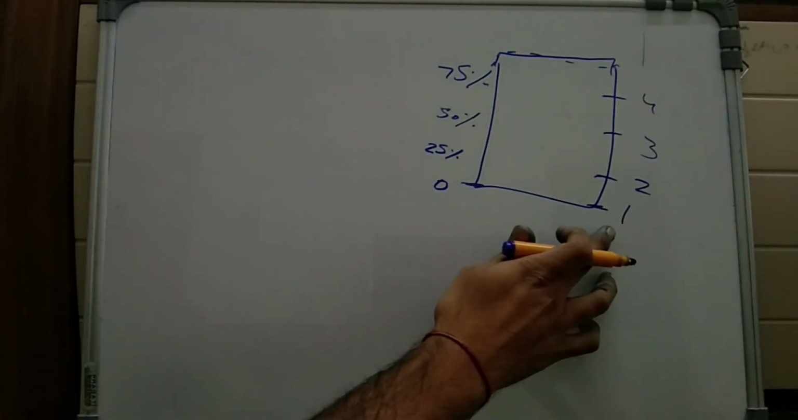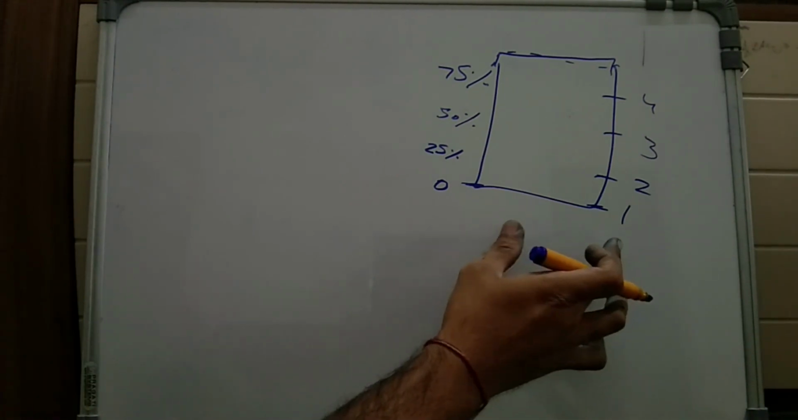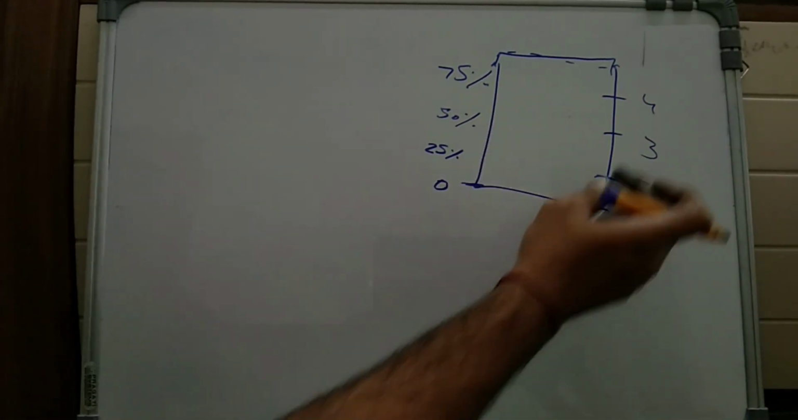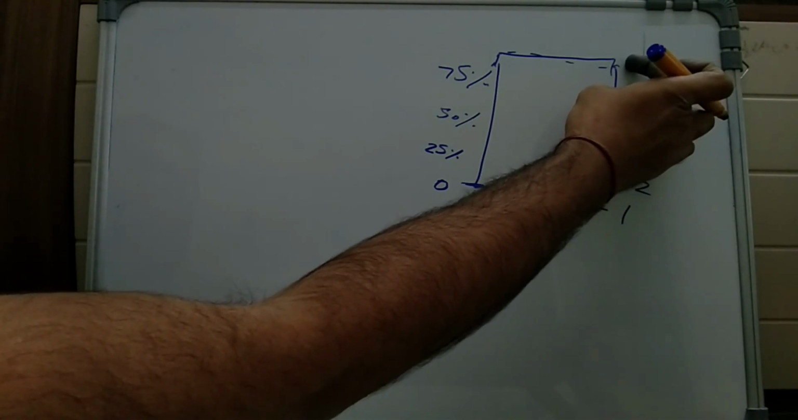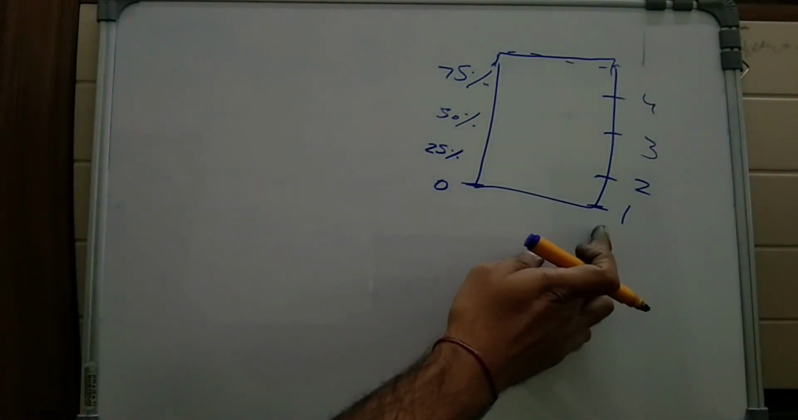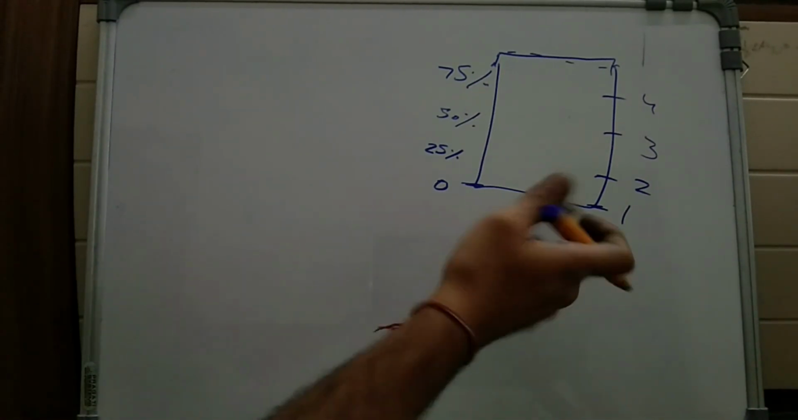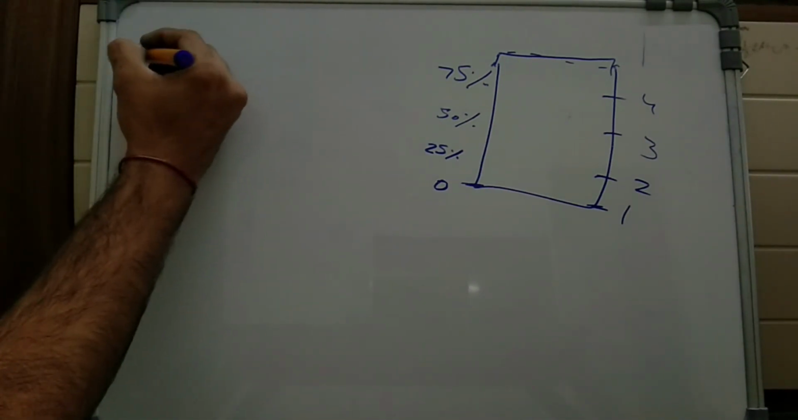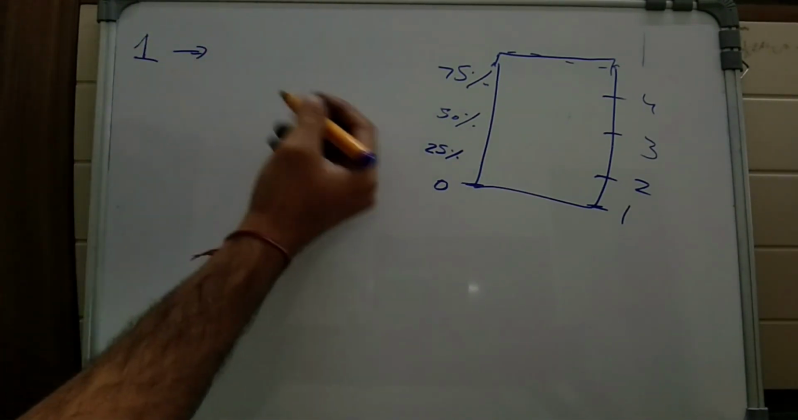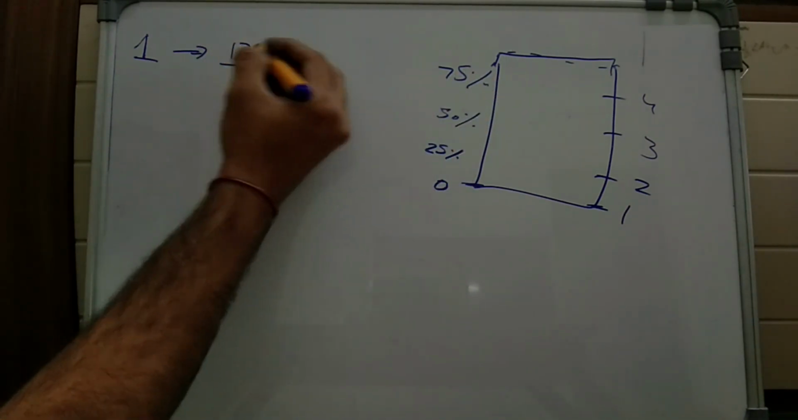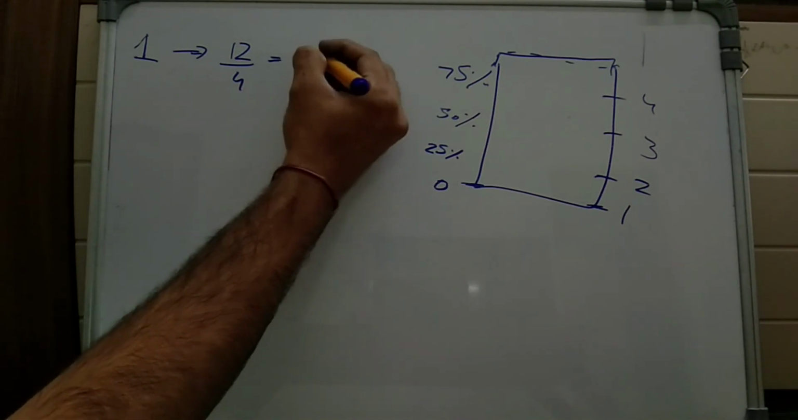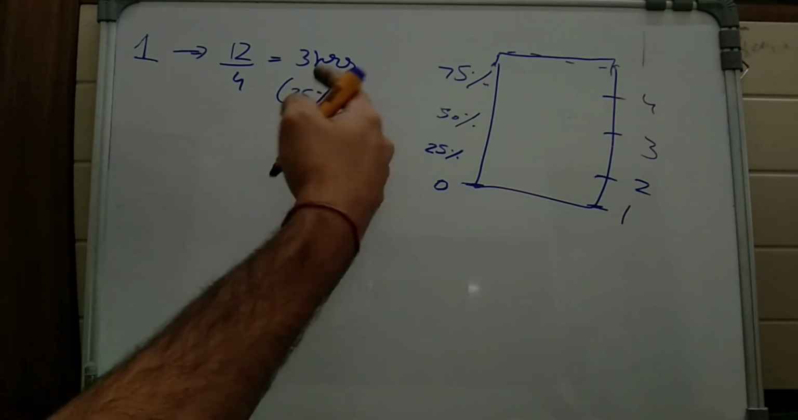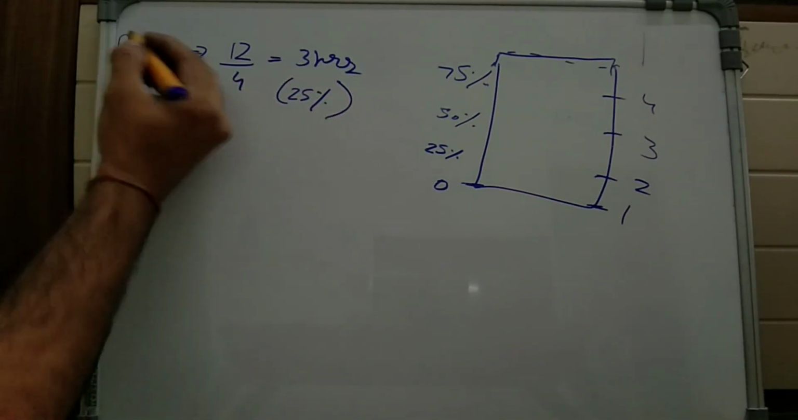Okay, so if I talk about pipe 1, pipe 1 takes 12 hours to completely empty the tank. But if I talk about this part only, this is only 25% of the tank. Means if pipe 1 takes 12 hours to completely empty the tank, how much time will it take to empty 1/4 of the tank? 12 by 4, that is 3 hours, right? So for 25%, pipe 1 takes 3 hours.